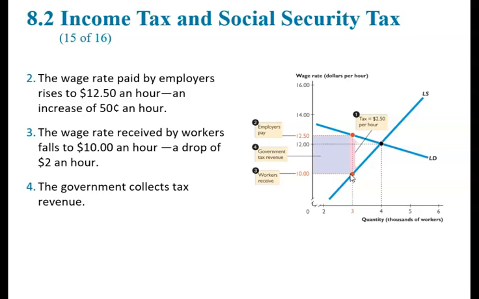So you can easily see that the burden on the worker who is supplying the labor is $2, 12 minus 10, and the burden on the employer who is hiring or demanding the labor is 12.5 minus 12, only 50 cents. So the total burden of the $2.50 tax per hour falls more on the worker, which is supplying the labor, than the employers, and that is simply because the labor supply is more inelastic than the labor demand.